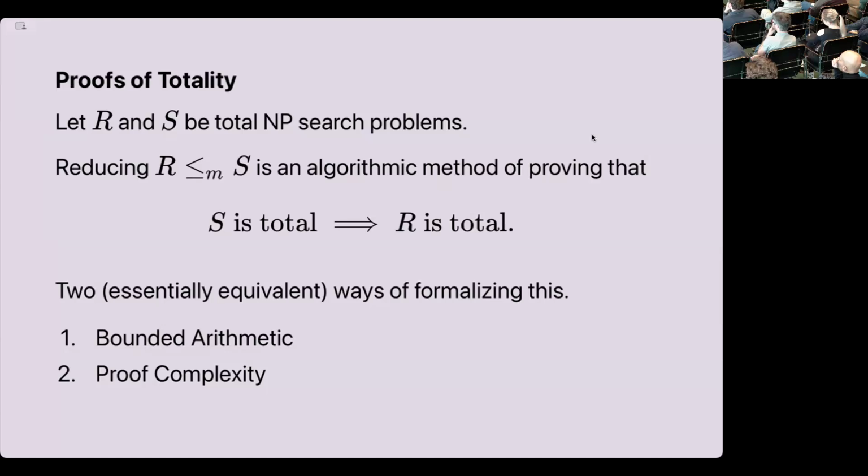This is why this theory is so closely related to the things that we care about. And I'm going to be talking about two more or less essentially equivalent ways of formalizing this. I'm going to focus more on the proof complexity side of things because it's a proof complexity workshop. But I am going to talk about the bounded arithmetic a little bit at first because I think there's a lot of older papers that kind of do it this way as well.